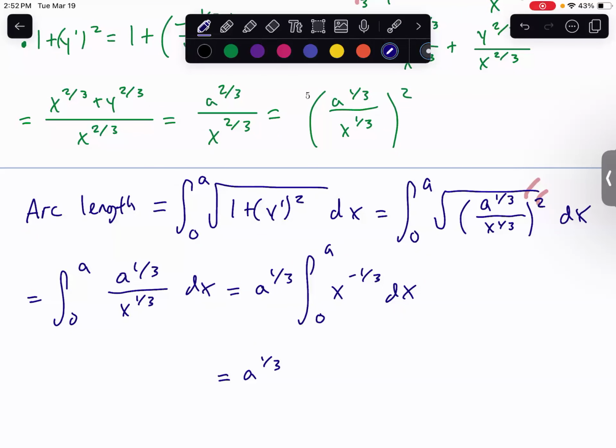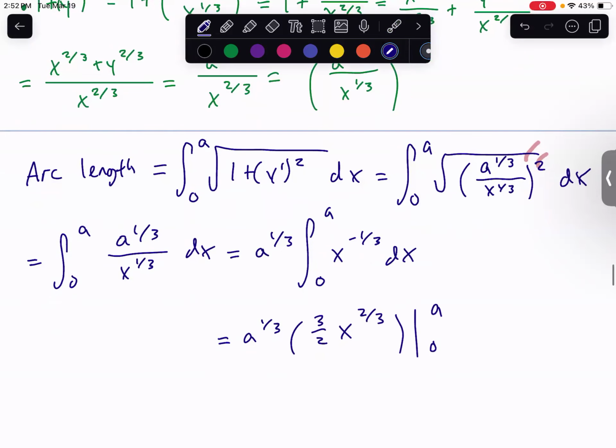So it'll be x to the minus 1/3 plus 1. So it'll be x over 2/3, which is really going to be 3/2. And then x to the 2/3 like this. And then it goes from 0 to a. And so if you substitute in x is equal to a, you'll get the following. So this is going to be a to the 1/3 power times 3/2 times a to the 2/3 power.